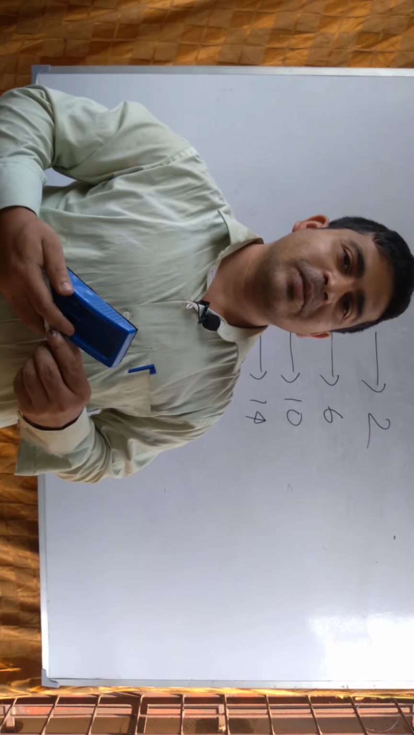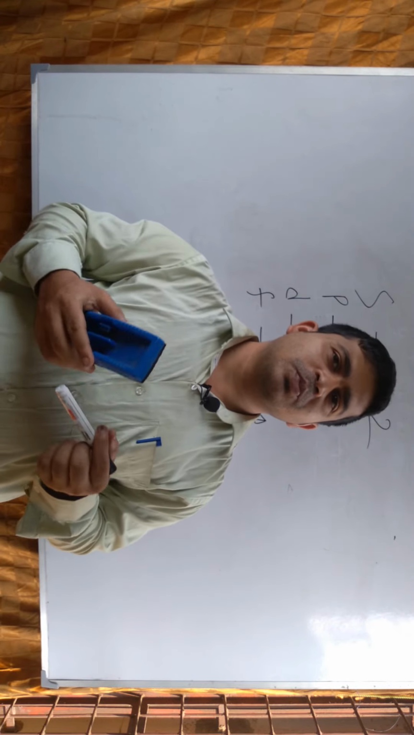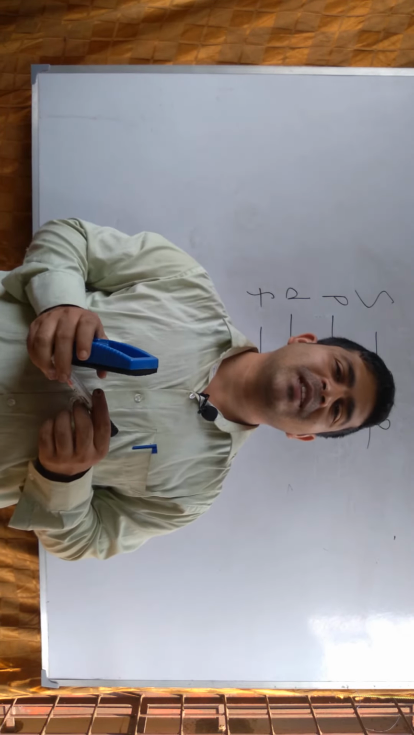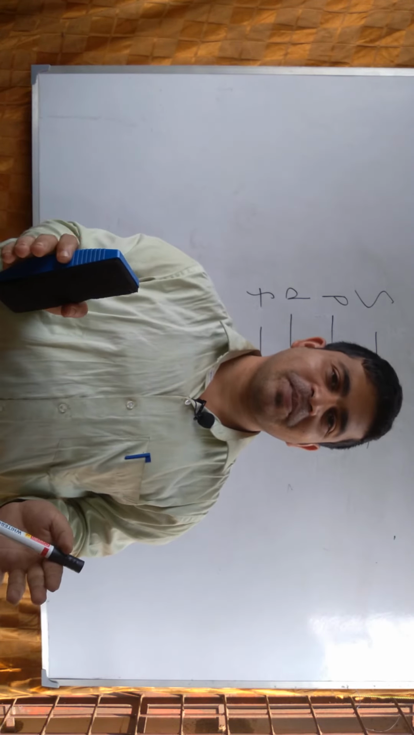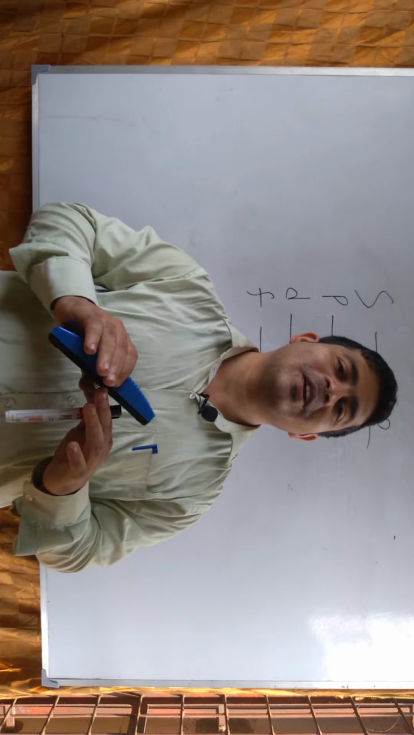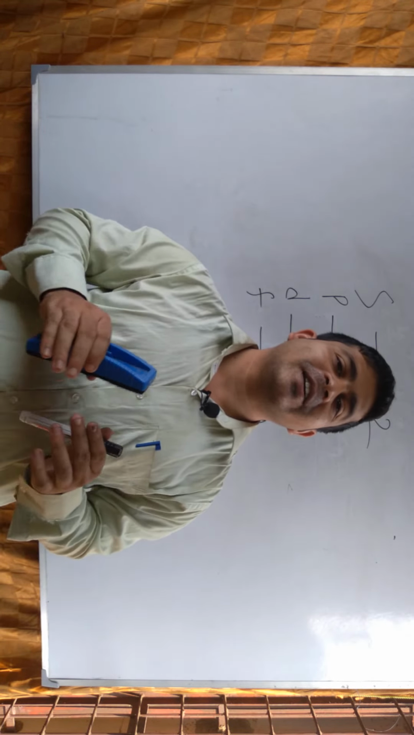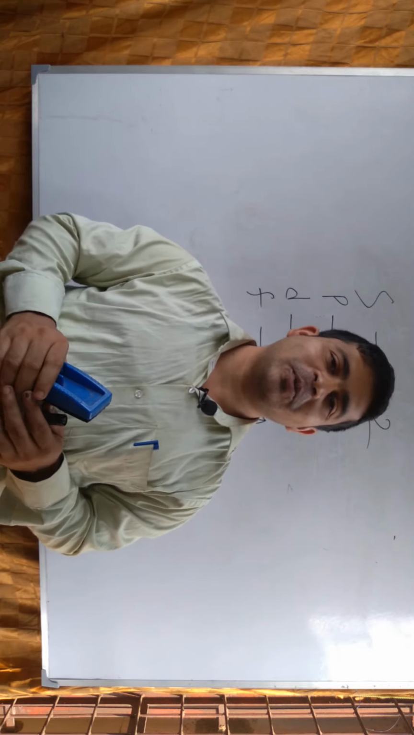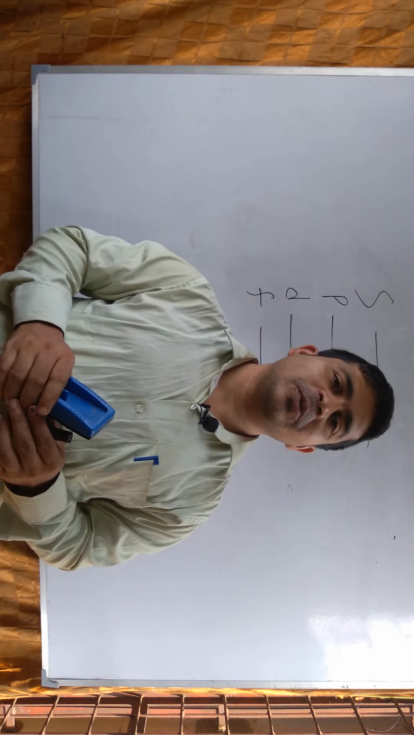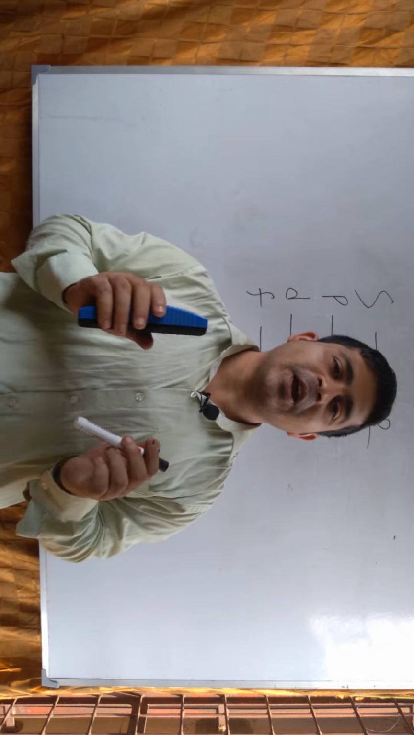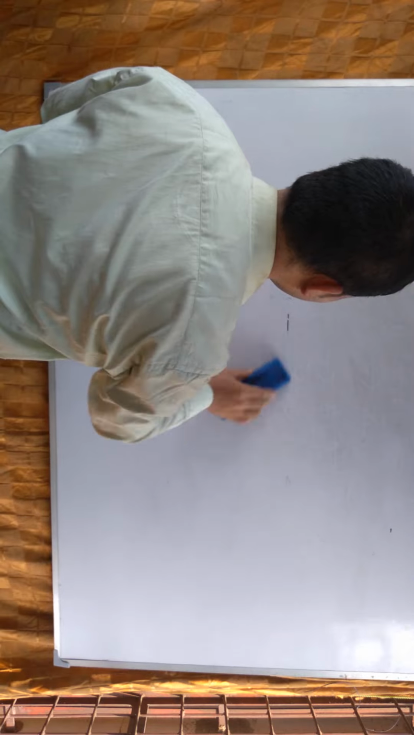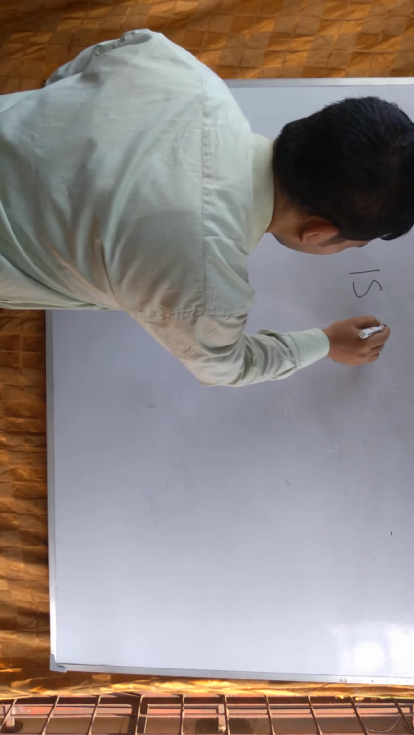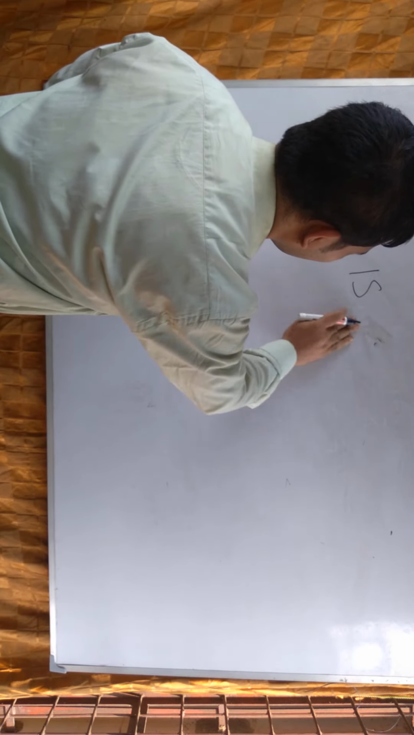Next important point: electronic configuration means the distribution of electrons in the atomic orbitals. During the distribution of electrons in the atomic orbitals, there are some principles and rules that we have to know. The first principle is the Aufbau principle, and according to this principle, the electrons are arranged in the orbitals.